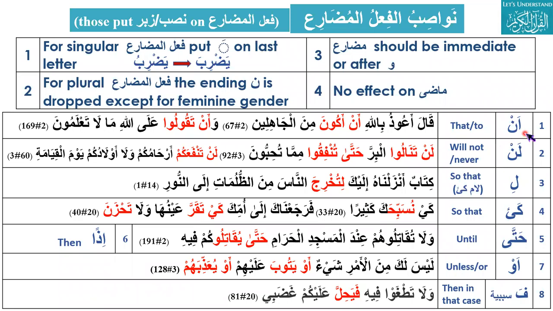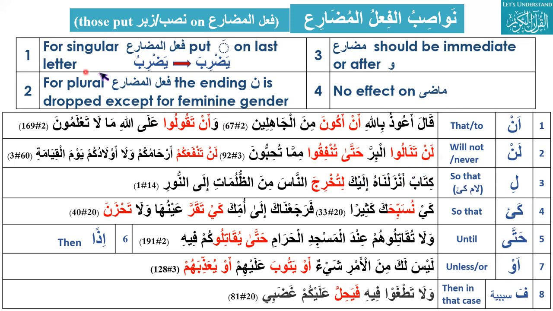The first question is, what are the Nawasibul Fi'lul Mudare? They are an, lan, li, kay, hatta, idha, aw, fa sababiyya. This list should be on our fingertips. It is idhan, not idha. Oh, sorry, idhan. So an, lan, li, kay, hatta, idhan, aw, fa sababiyya. These are called Nawasibul Fi'lul Mudare.